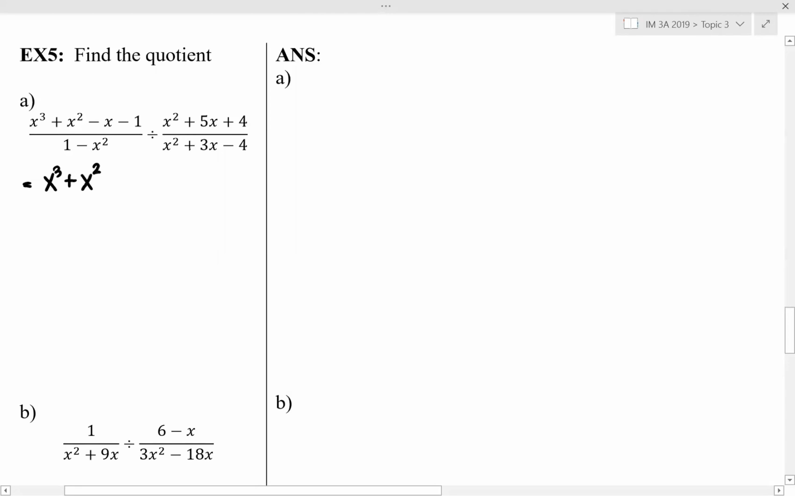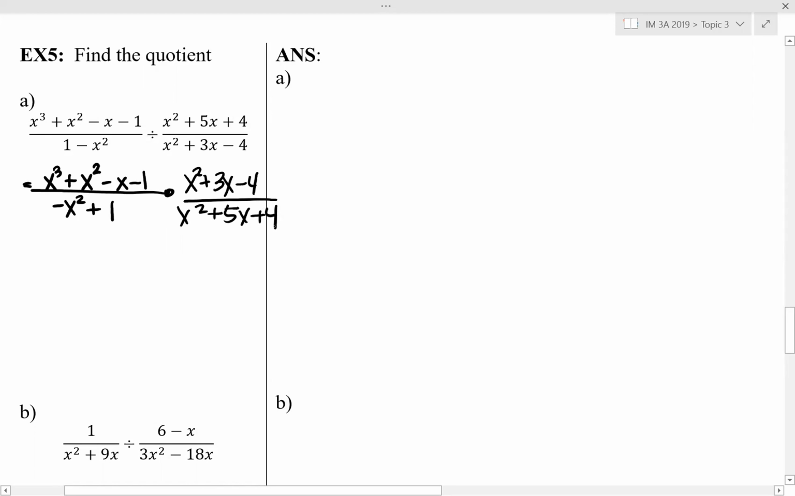So I don't want to think about this as x cubed plus x squared minus x minus 1 over, I'm going to write this in standard form, negative x squared plus 1, divided by x squared plus 5x plus 4 over x squared plus 3x minus 4. I want to change this to multiplication by multiplying by the reciprocal. So this is that first fraction times x squared plus 3x minus 4 over x squared plus 5x plus 4.